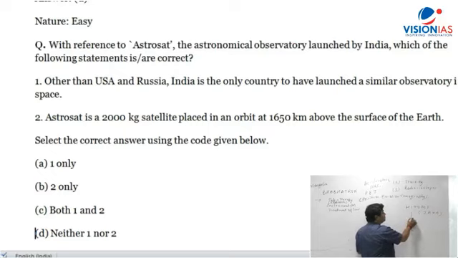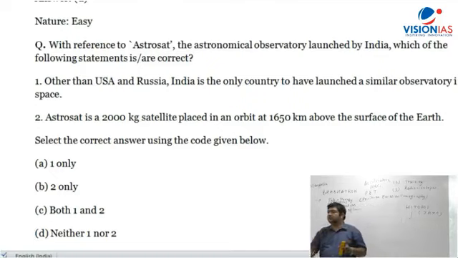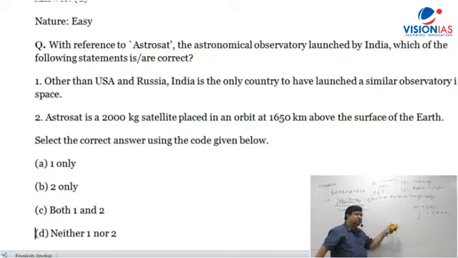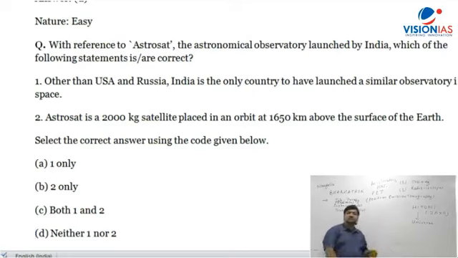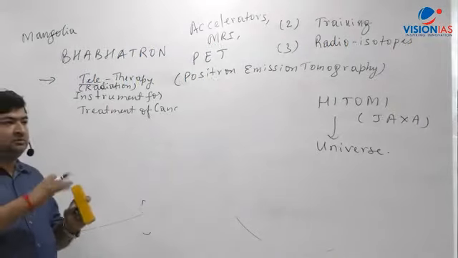Now Hitomi is also similar to AstroSat. What is the role of AstroSat? Study of stars, neutron stars, black holes. Same way Hitomi. Hitomi in the Japanese language means eye, to look deep into the universe. So even the Japanese have sent a similar satellite, and it's for the study of the universe, deep universe and stars and all this. Right, so why does this question come up?